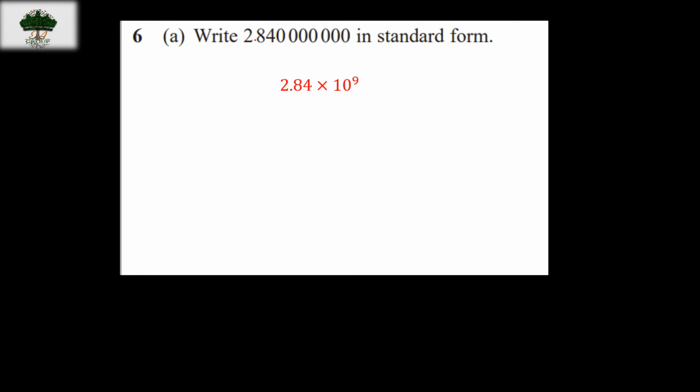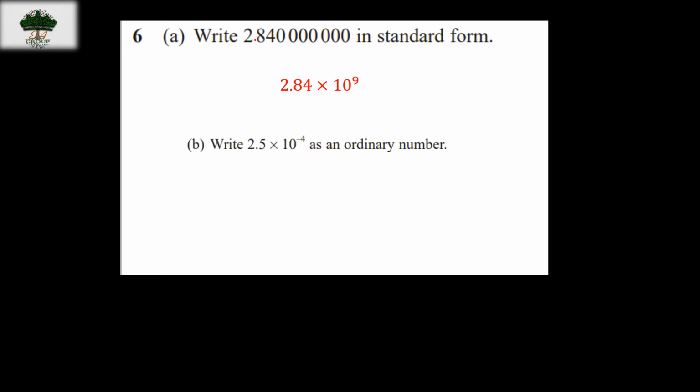Now we will write it like this: 2.84 times 10. Since we moved the decimal point to the left 9 times, we put the power of 10 as 9. And no need to write all these zeros. Another way, on the calculator, if your calculator is a Casio, just use Shift and Mode, and then press 7. You can convert any number to standard form.